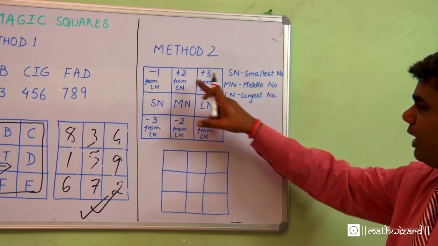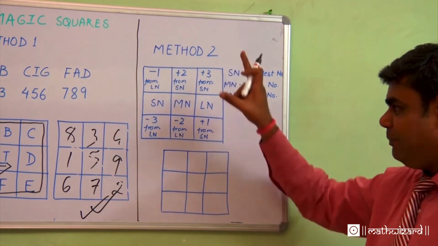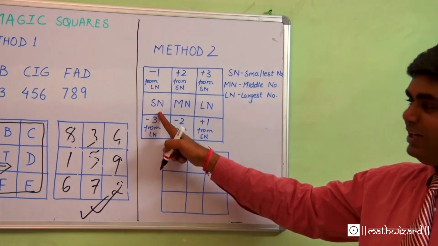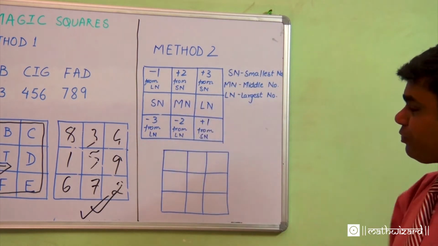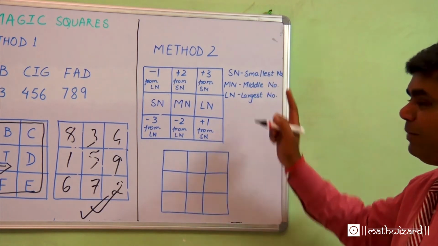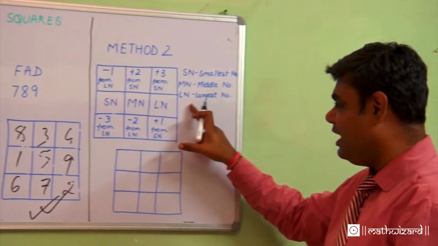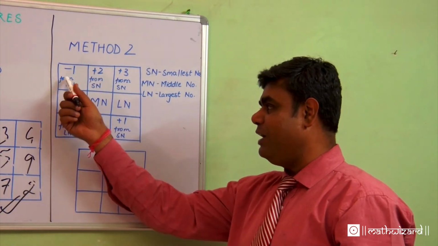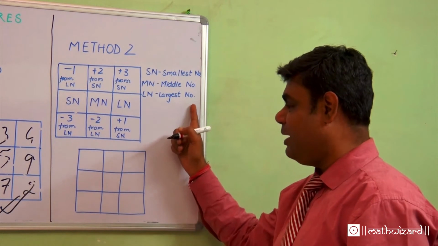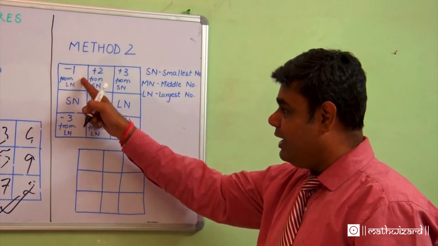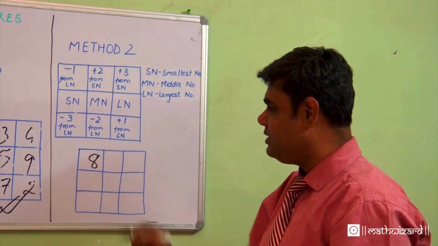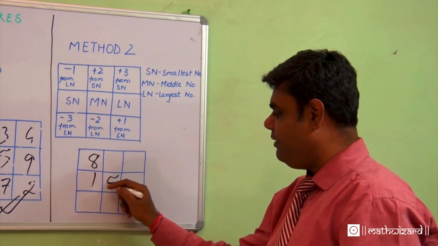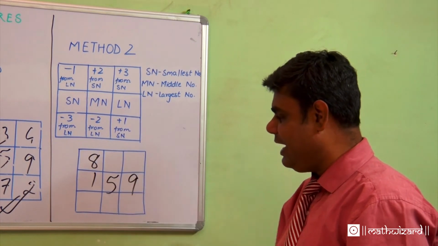Only thing, you have to remember this small table. These are represented. SN is written, that means the smallest number, which is a 1. Middle number is 5 and largest number will be 9. So just remember this, minus 1 from largest number. My largest number is a 9. 9 minus 1 is 8. Smallest number is a 1. Middle number will be 5. The largest number will be 9.